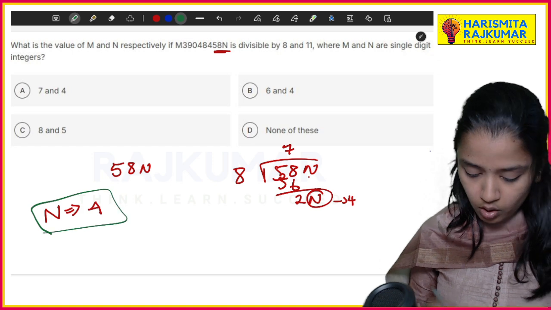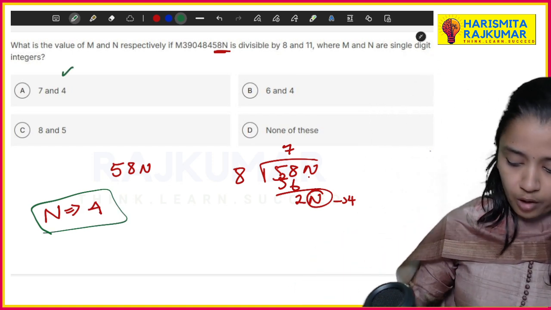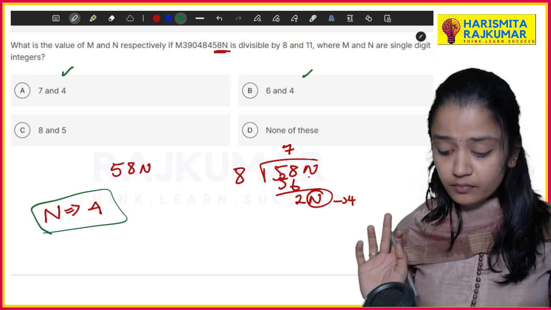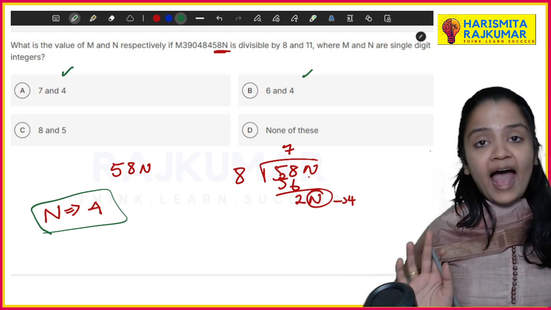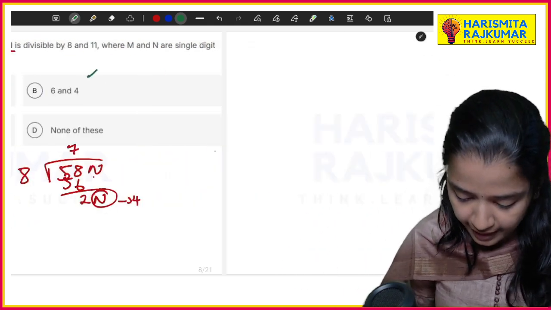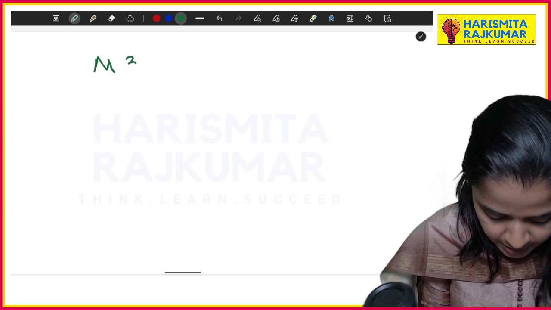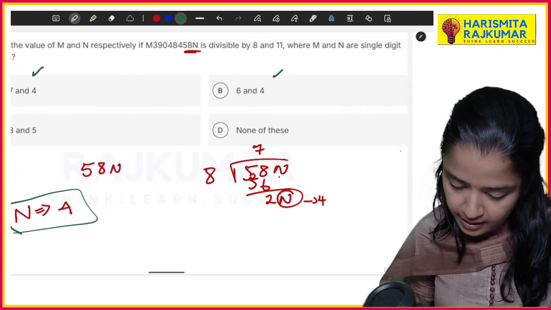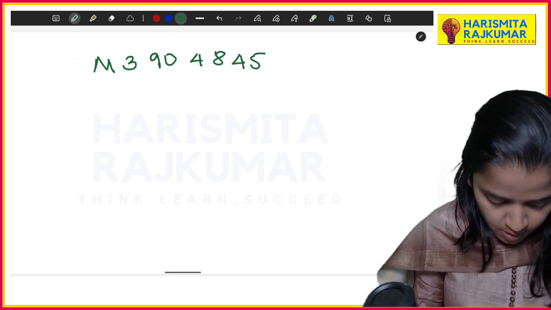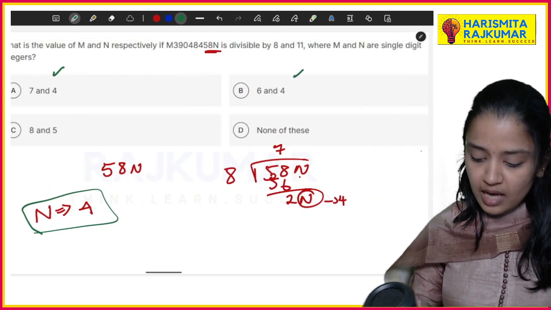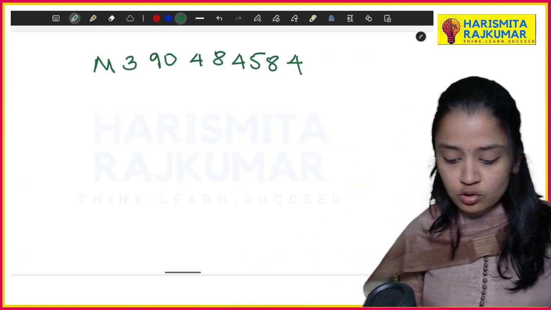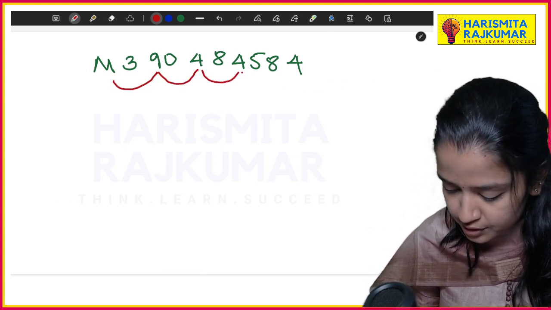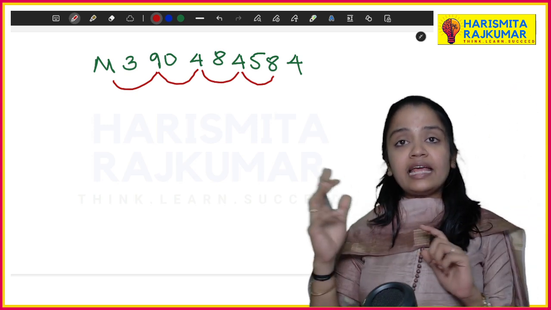So this is over. Now you have to check whether it is divisible by 11 or not. For that you have to add the alternate digits. So let me write this number, which is m39048, then 458, 4, because I'm just substituting the number 4 here. So I have to add the odd-position digits, these are the odd digits, and add the even-position digits and subtract.